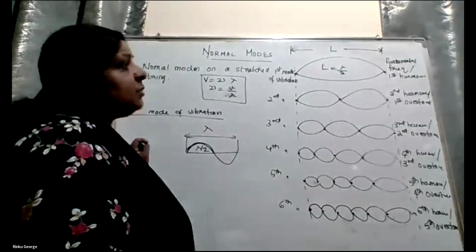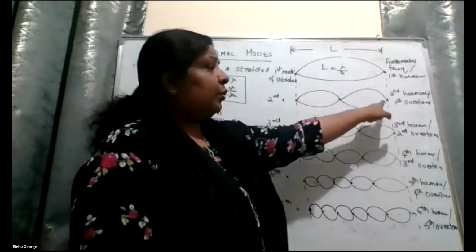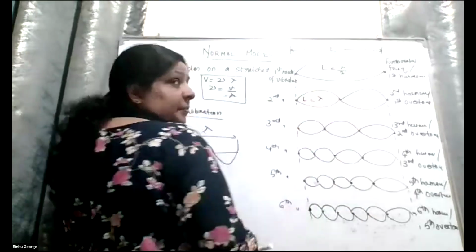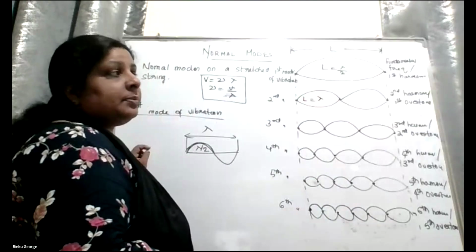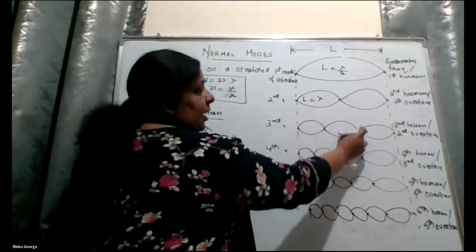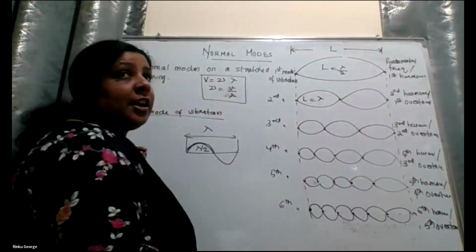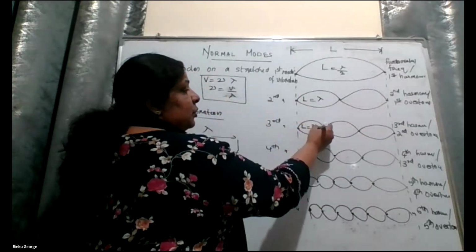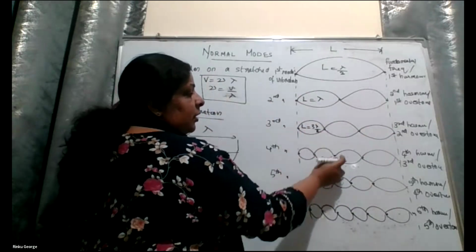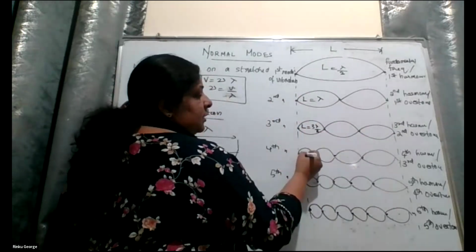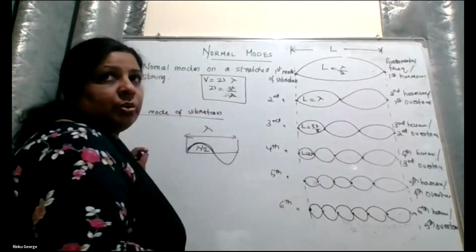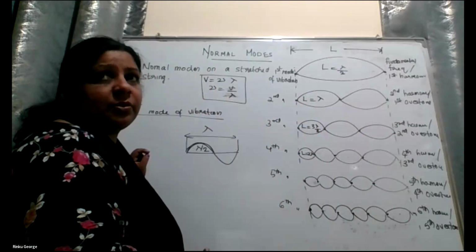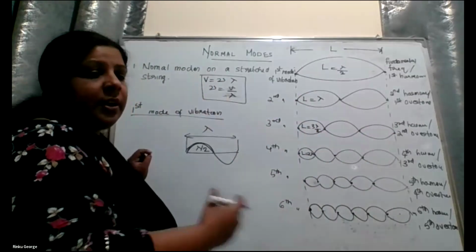Second case, what is L? Full wave is there. In second case, L is lambda. In third case, L is lambda plus lambda by 2, that is 3 lambda by 2. What about fourth case? Lambda plus lambda, L is 2 lambda. From the diagram, you can easily identify what L is in terms of lambda. Okay, now next step.